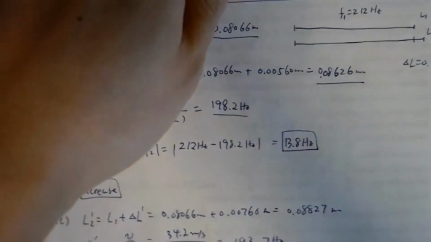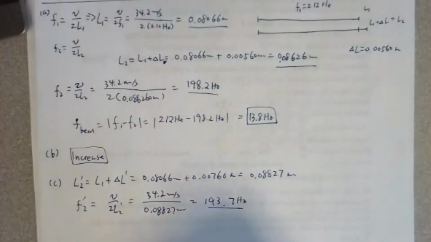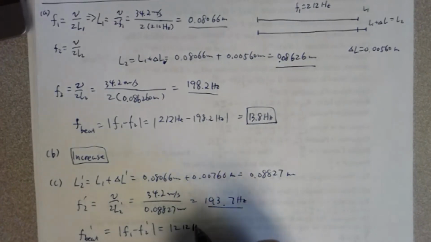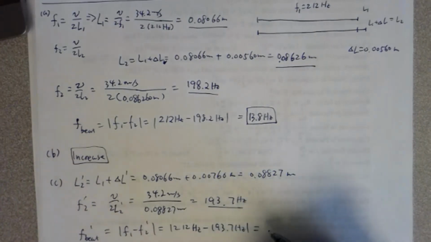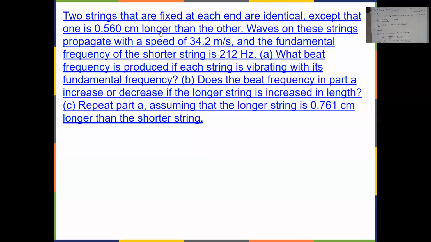Then the beat frequency, F beat prime, is F1 minus F2 prime: 212 hertz minus 193.7 hertz. So that gives you 18.3 hertz as the new beat frequency. Okay. All right, and let's go back to the slide. Switch back to my camera.